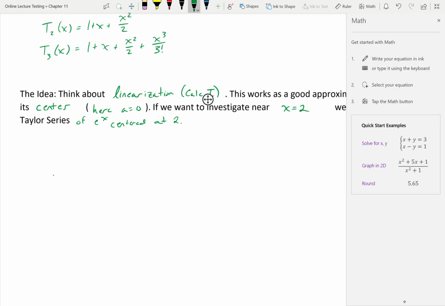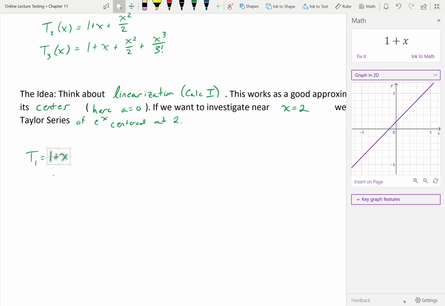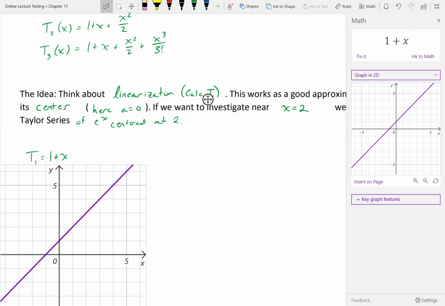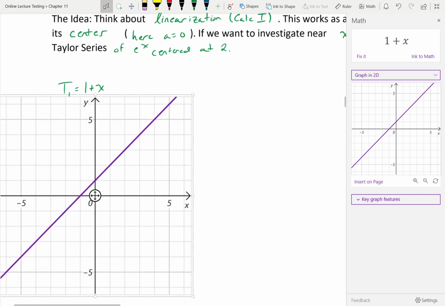So my first one I'm going to deal with is T of 1. That's 1 plus x. And then I'm going to try and see how this works, because I've not done this one live before. All right. So I'm going to get my lasso tool here, grab this guy, hit the math button, and then you select an option. Here I want to graph 2D, and I'm going to insert this into the page. All right. So this is what this guy looks like. So nothing fancy yet.